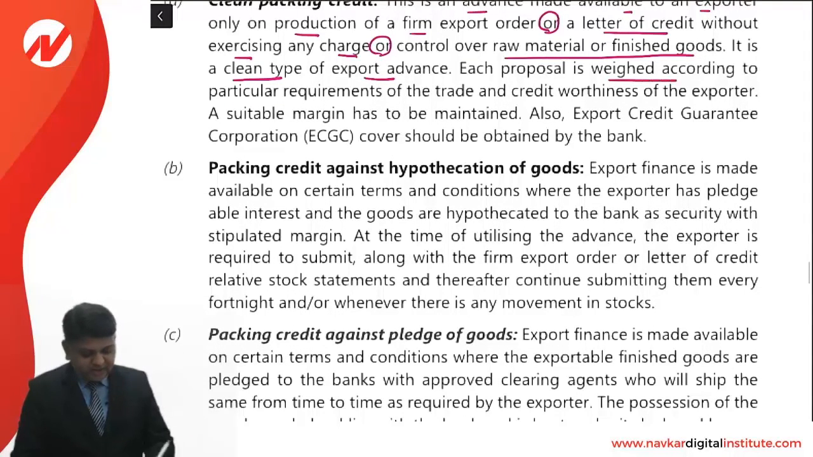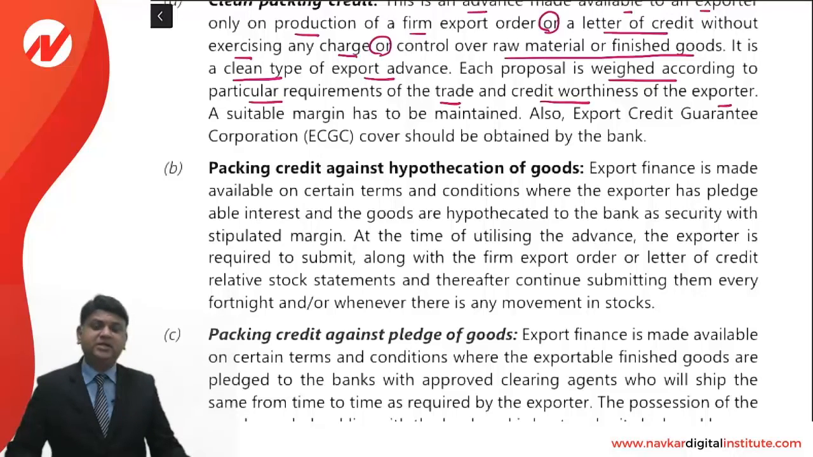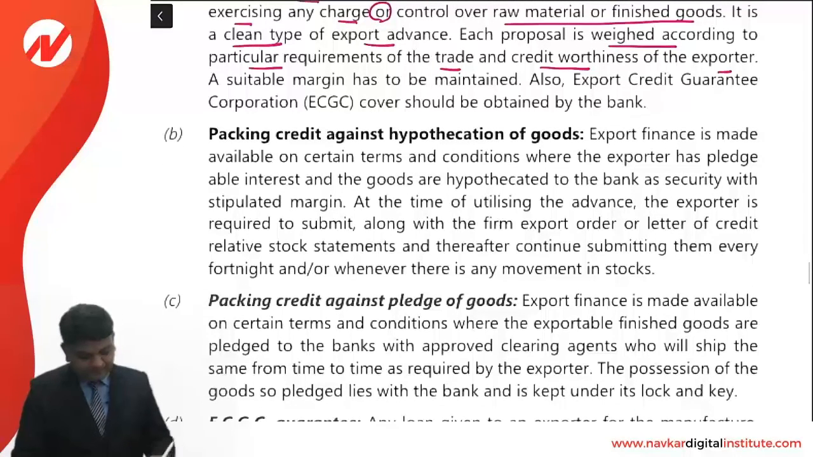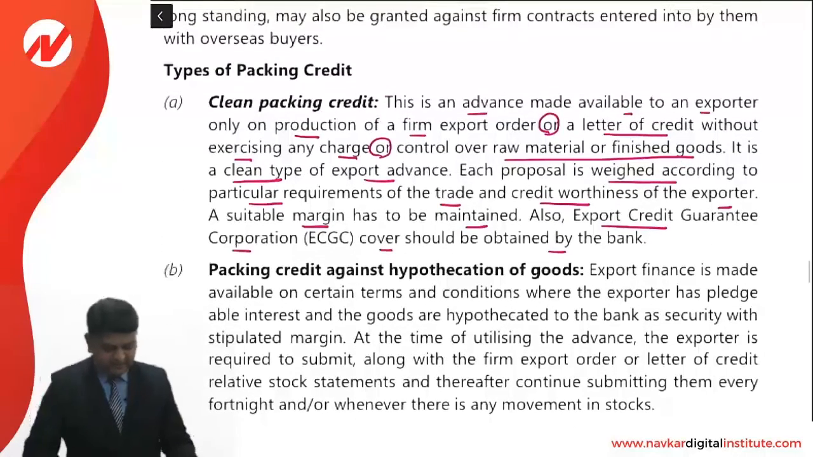Each proposal is weighed according to the particular requirement of the trade and creditworthiness of the exporter. So over here the most important thing, friends, is the creditworthiness of the exporter: the kind of net worth that you have, the kind of business that you have, the kind of past relationship that you have maintained with the bank. Taking all of them into account, clean packing credit is given. A suitable margin has to be maintained. Also, Export Credit Guarantee Corporation cover should be obtained by the bank.